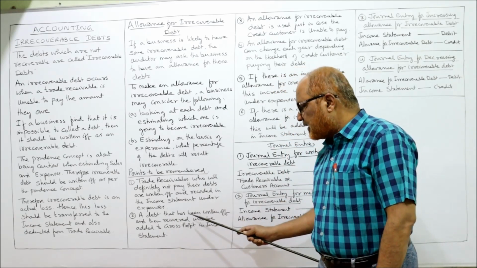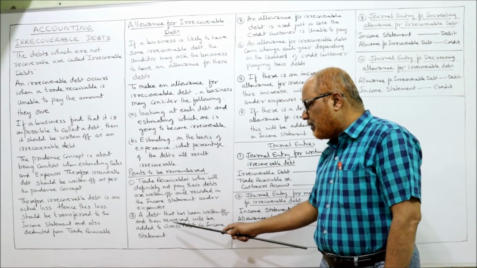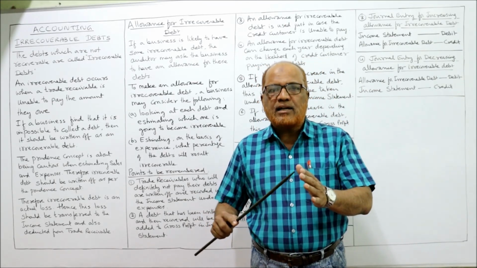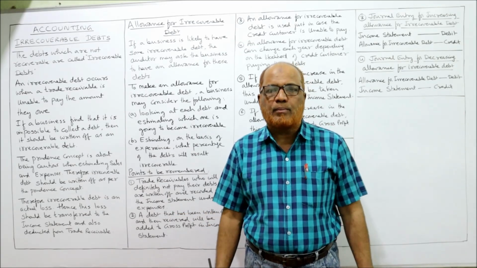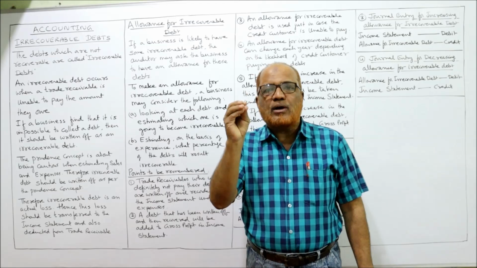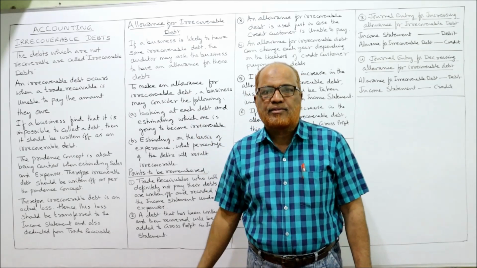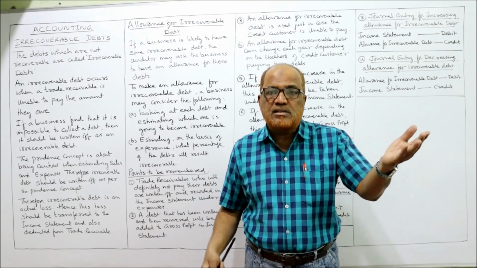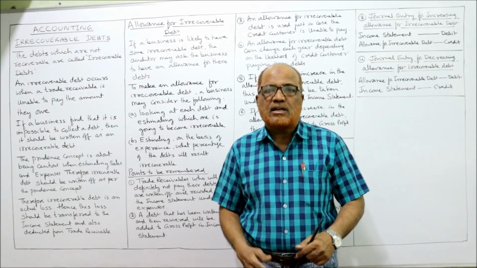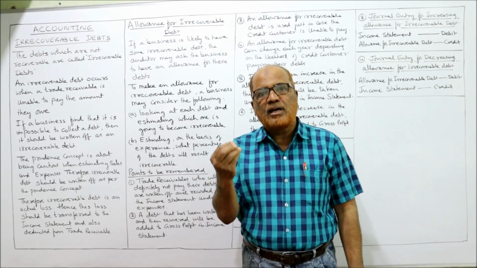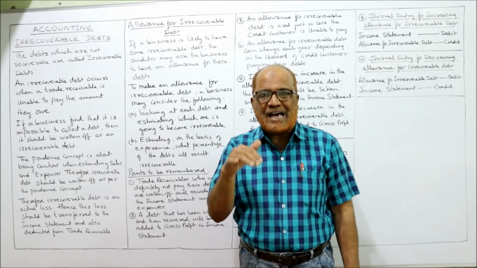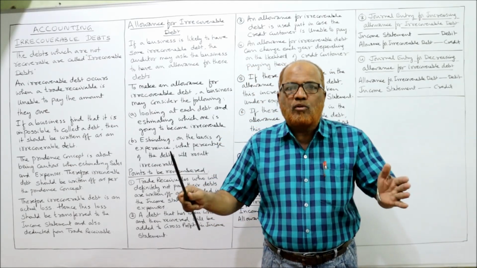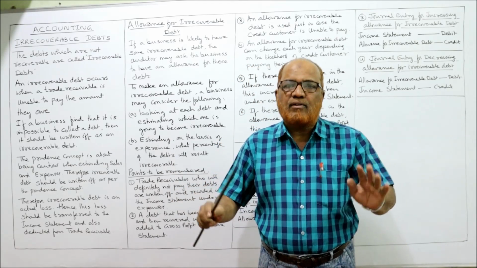Second point, a debt that has been written off and then recovered will be added to gross profit in the income statement. Sometimes a debt was written off as irrecoverable debt. Example, $5,000 are due from Mr. X. 2 years back, we sold the goods to Mr. X. Mr. X has not paid since last 2 years. Now the business thinks that we cannot recover. He will not pay, or he died, or he was absconding, he was not available. The business will write off and remove that person's name, irrecoverable debt.